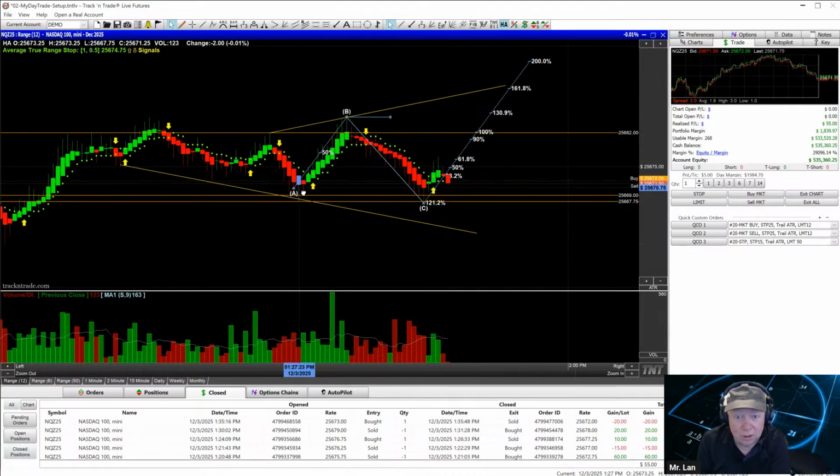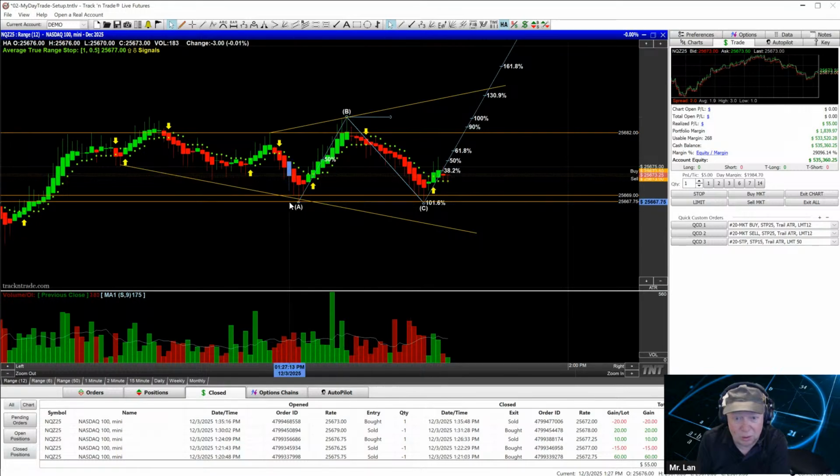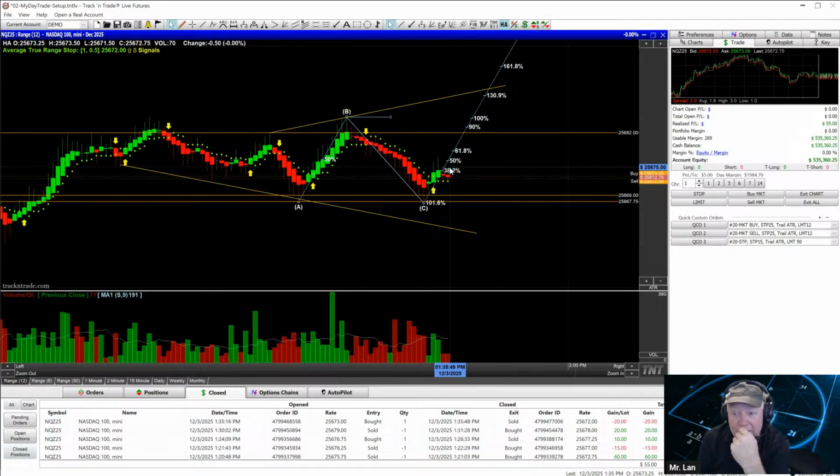Here and here. And notice that it came right down. Oh, touched the exact same low. So a double bottom there. Now it's trying to go back up. Oh, it stopped us out already. A $20 loss.